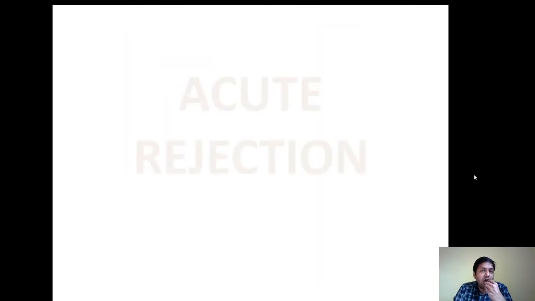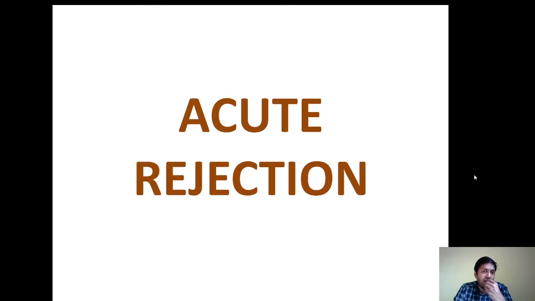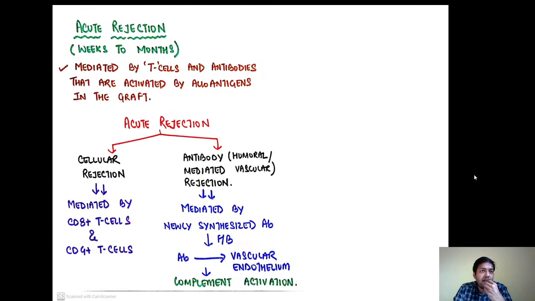Okay, now we move ahead to acute rejection. Let us see a few points regarding acute rejection. So acute rejection occurs in weeks to months. If I be more precise, we can say that acute rejection occurs from days to weeks to months. It is mediated by the T cells and antibodies that are activated by the alloantigens in the graft. So both components are there. There is a T cell component which can cause rejection, there is an antibody component which can cause rejection.